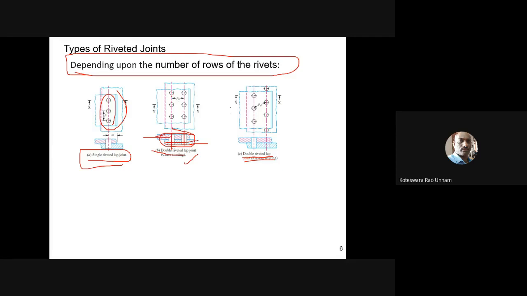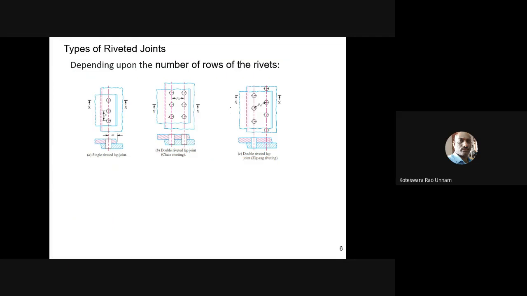So here in this case we'll call this one chain riveting, and this one we'll call zigzag riveting. So what is chain riveting, or what is zigzag riveting? If the rows are arranged in such a manner that the rivets in the two rows are at the same location, they are parallel. If you see that these rivets are parallel to each other, all the center lines are on the same line.